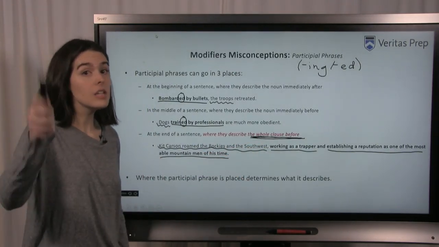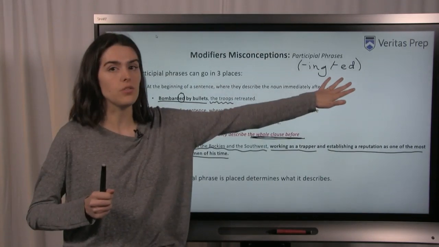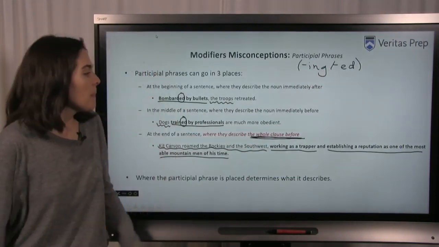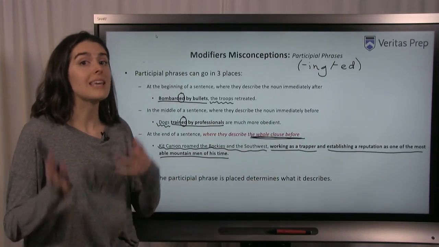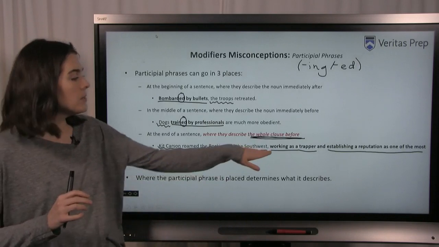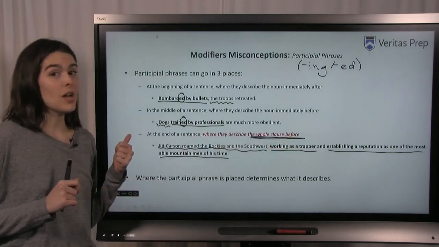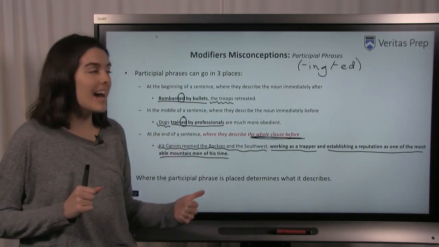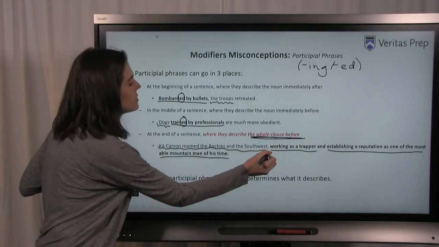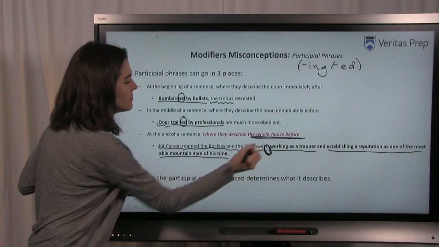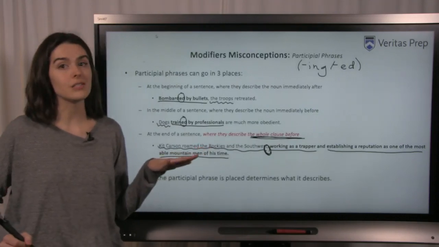This is also true even for ED modifiers. Great question, Samarth. So this is true for all of our participial phrases, INGs and EDs. Now, when they're at the end of the sentence in certain cases, especially if they're not set off with a comma, they can describe the thing right before. But typically when we see them set off with a comma at the end of the sentence, they're describing the whole dang clause. So there are a couple of exceptions where it can describe the noun right before, but especially if you see this comma, we're going to be describing the whole clause.